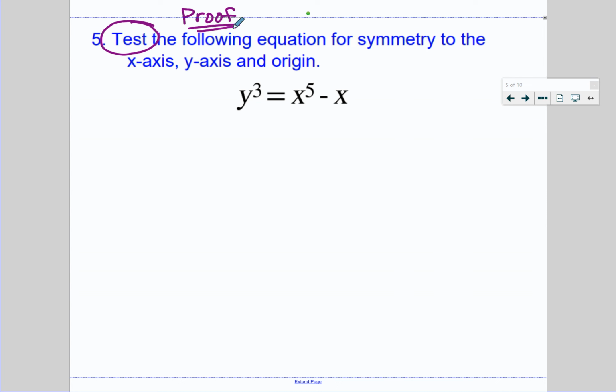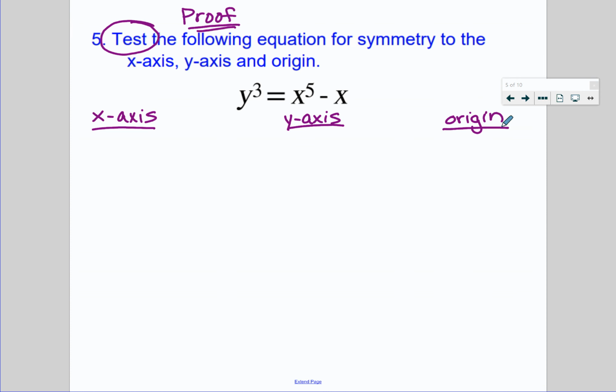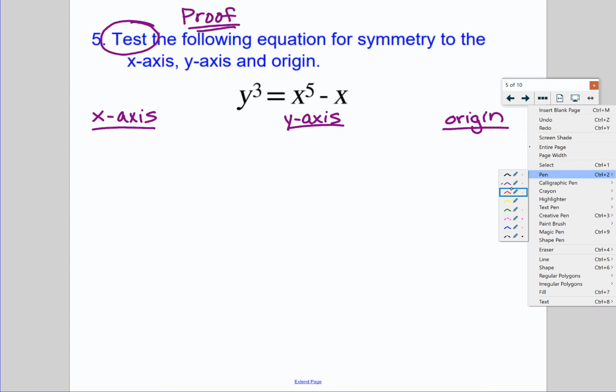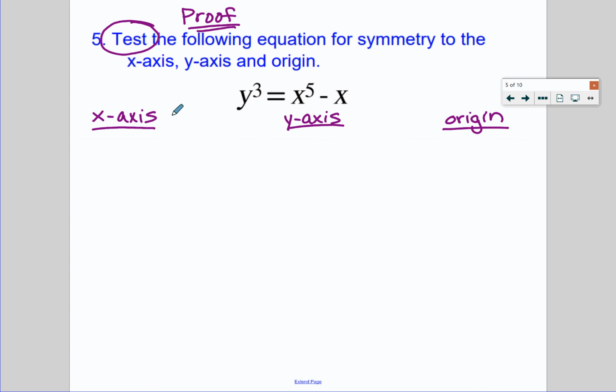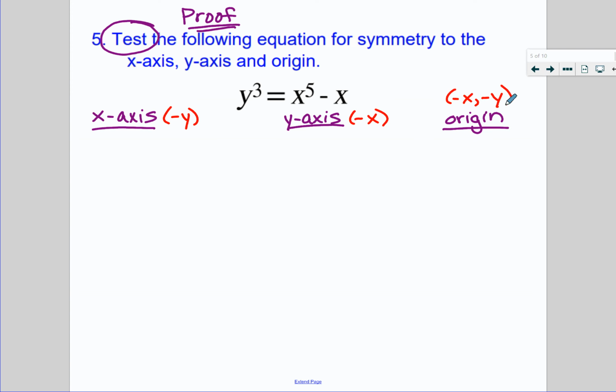So we are showing algebraically. These are 3 columns you need to have on your paper: 1 for the x-axis, 1 for the y-axis, and 1 for the origin. In each of these, we replaced something in the equation. I know this was a while ago we did this. To test for symmetry to the x-axis, we plugged negative y in for all the y's. To test for symmetry to the y-axis, we plugged negative x in for all of our x's. And to test for symmetry to the origin, we did both, negative x and negative y.